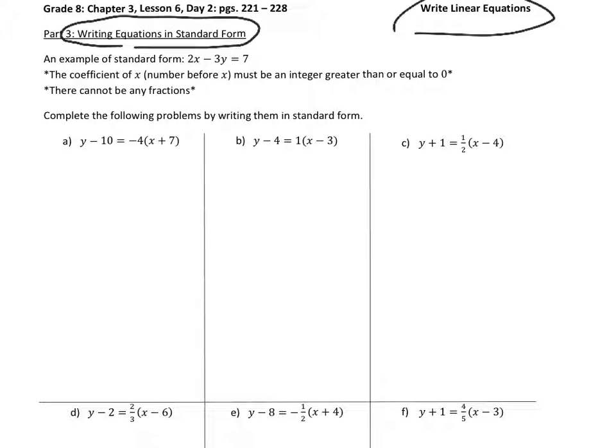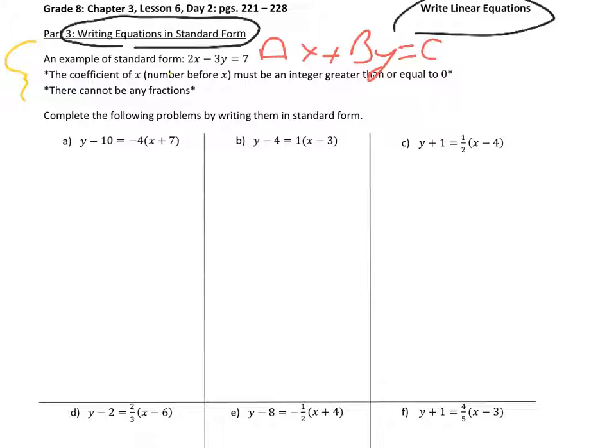Standard form is following these few bulleted points. An example is 2x minus 3y equals 7. Now our actual formula is ax plus by equals c. Now we spoke last week about this, and a lot of you said that you weren't familiar with it, so we're going to go over it again.